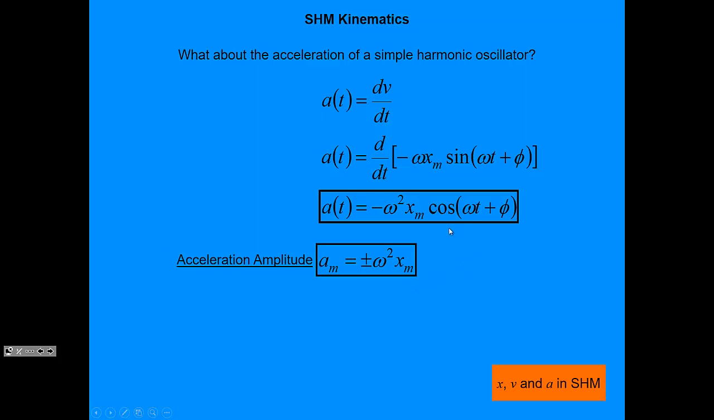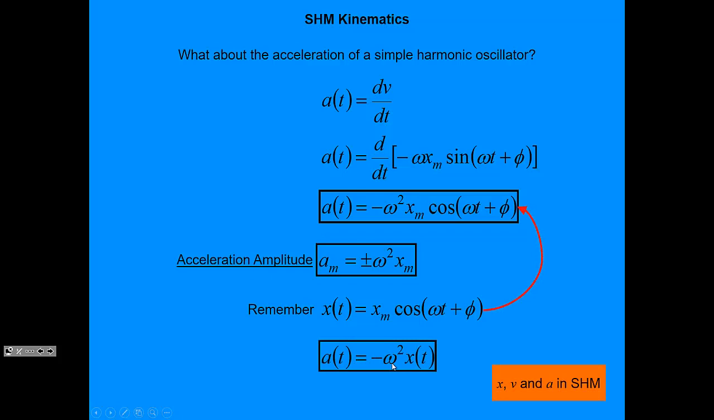Now, I want you to check out this acceleration function, though. Do you see something inside of it? Inside of this acceleration function is x of m cosine of omega t plus phi. But isn't that x? Position is a function of time, x of m cosine of omega t plus phi. So if we plug that in, the acceleration as a function of time is really negative omega squared x.